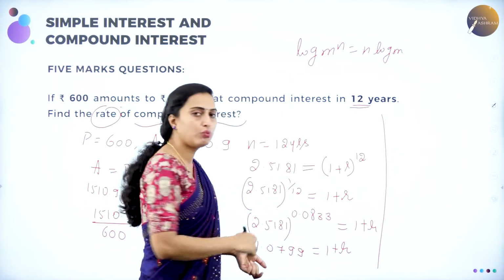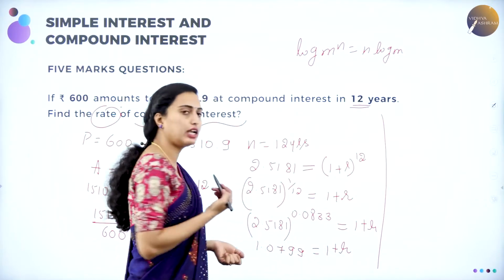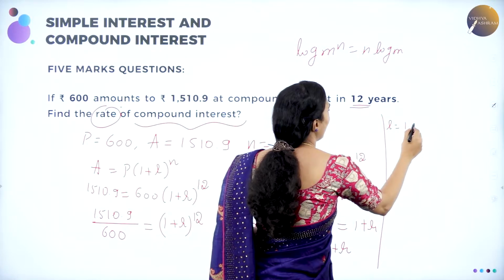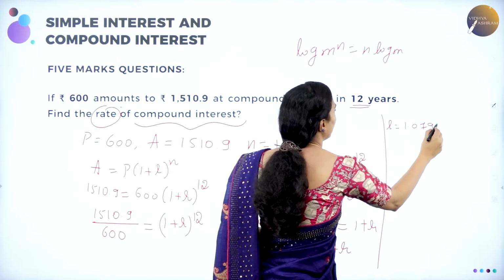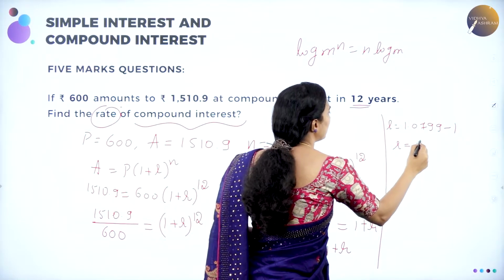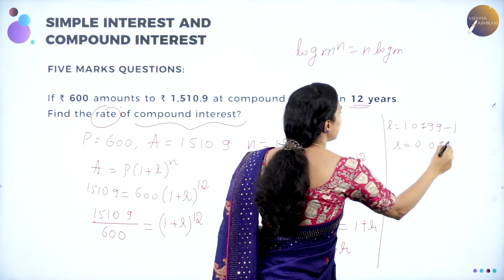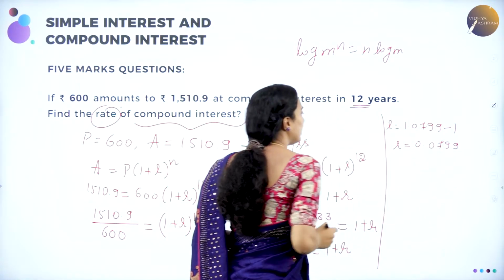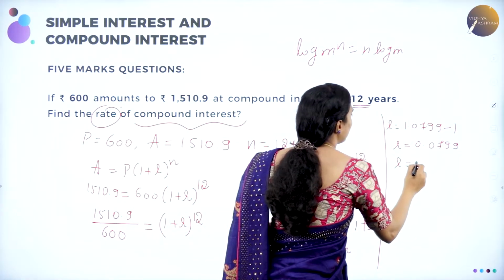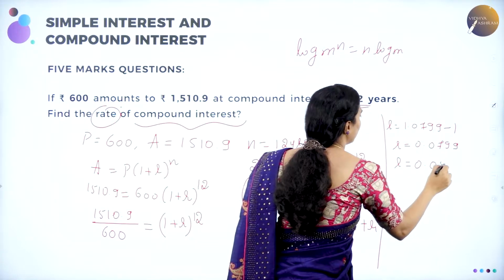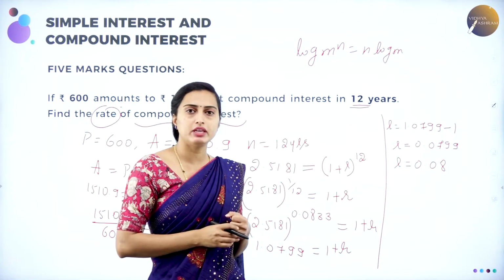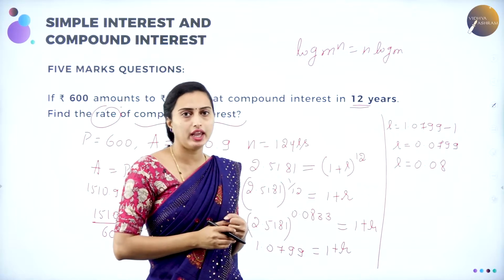1.0799 minus 1, correct? If 1 comes to this side, it will be minus 1. Therefore, r will be equal to 1.0799 minus 1. If you minus 1 from that, r will be equal to 0.0799. Now 0.0799, if you round off that 799, you can write it as r will be equal to 0.08.